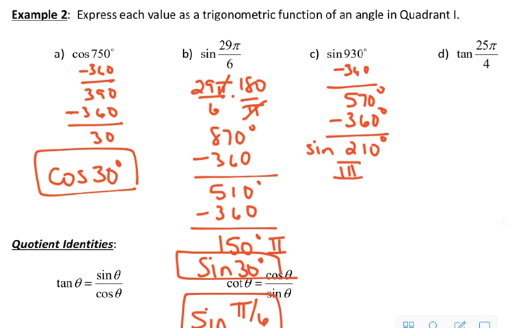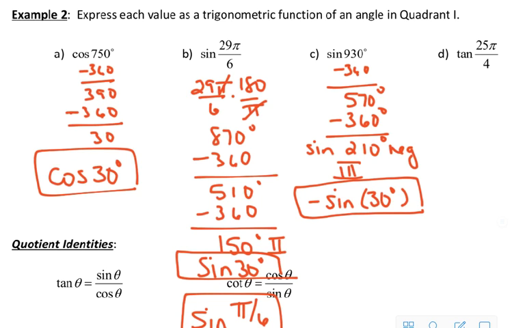So if in quadrant 3 we get a negative answer, but in quadrant 1 sines are positive, to account for that, we're going to rewrite this as negative sine of 30 degrees. So if the quadrant you end up in has a different sign, S-I-G-N, than the quadrant you want to be in, you accommodate that by putting a little negative in front of it.